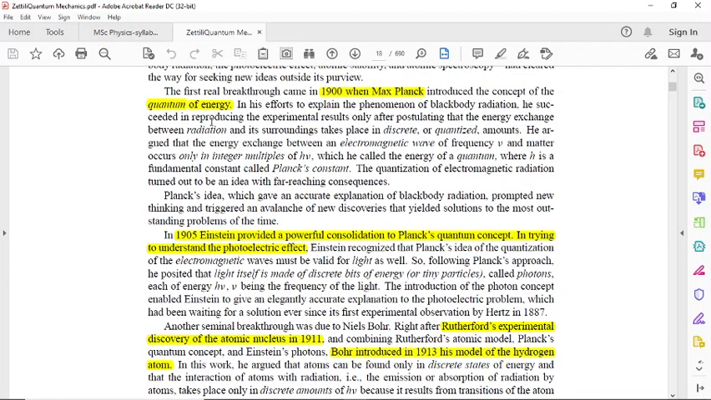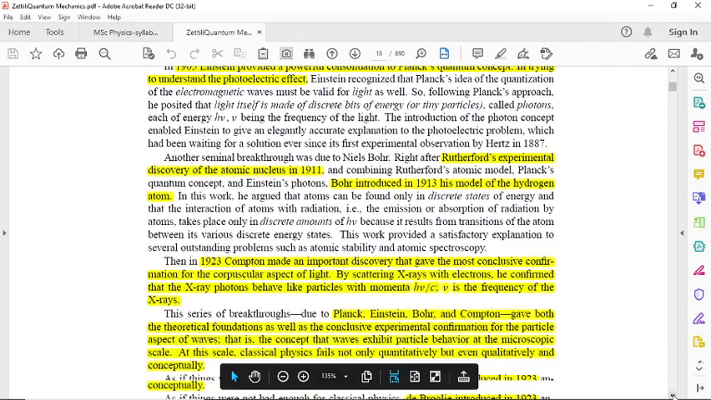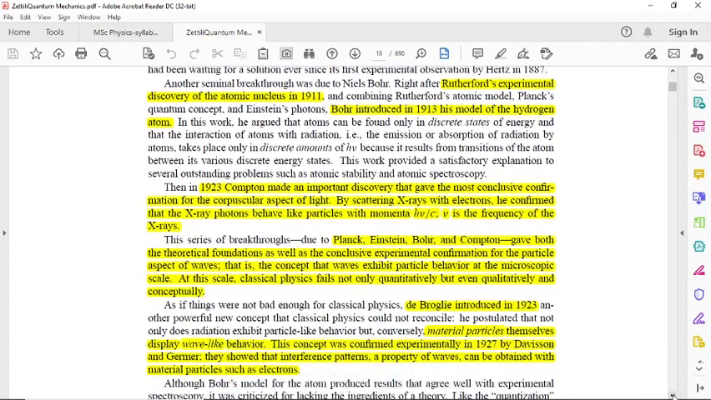1900, Max Planck introduced the quantum energy. 1905, photoelectric effect. 1911, Rutherford's experimental discovery of the atomic nucleus. In 1913, Bohr model of the hydrogen atom.